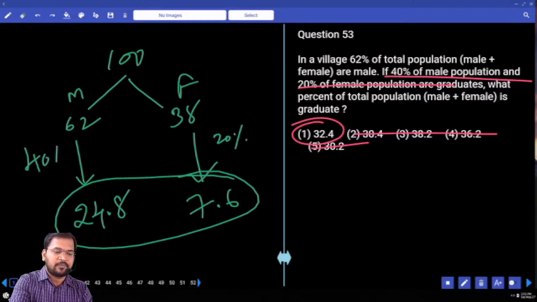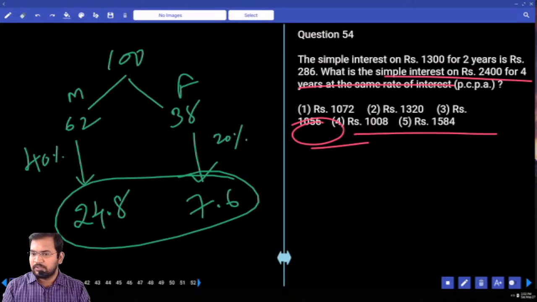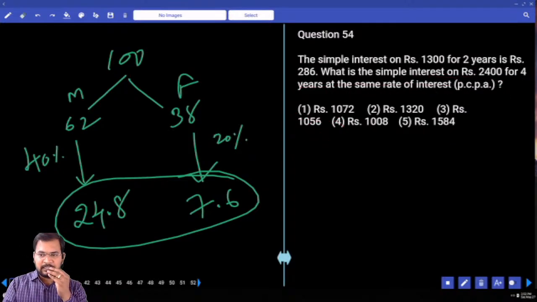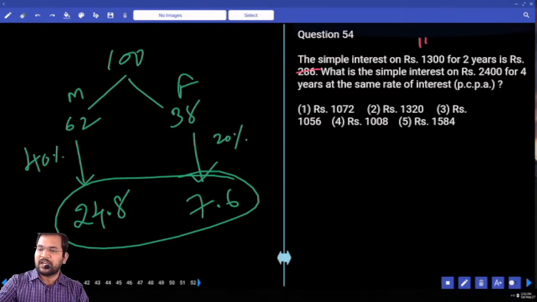Are you ready? Shall I go for the next question? The simple interest on 1300 for 2 years is 286. What is the simple interest on 2400 for 4 years at the same rate of interest? Now 2 years is 286, so 1 year it is 143.